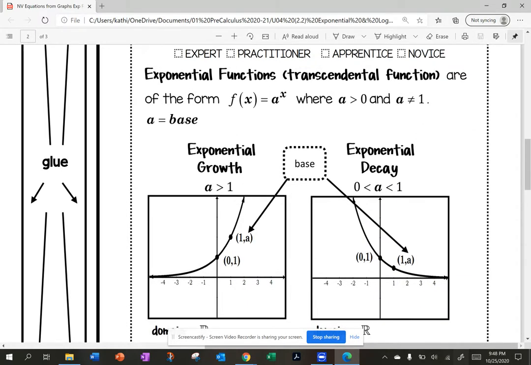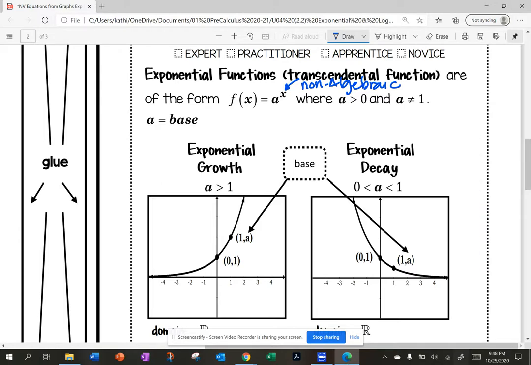Okay, yesterday we talked about exponential functions being transcendental, which means they are non-algebraic, and that means that the variable is the exponent. I have two different cases that I'm talking about right now where my base is greater than 0, not equal to 1. When the base is greater than 1, I call that exponential growth, and when my base is between 0 and 1, I call that exponential decay.